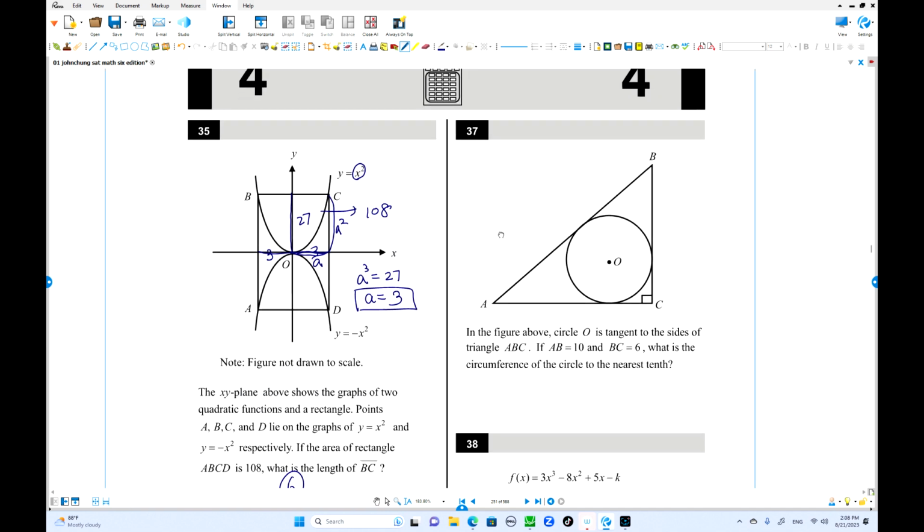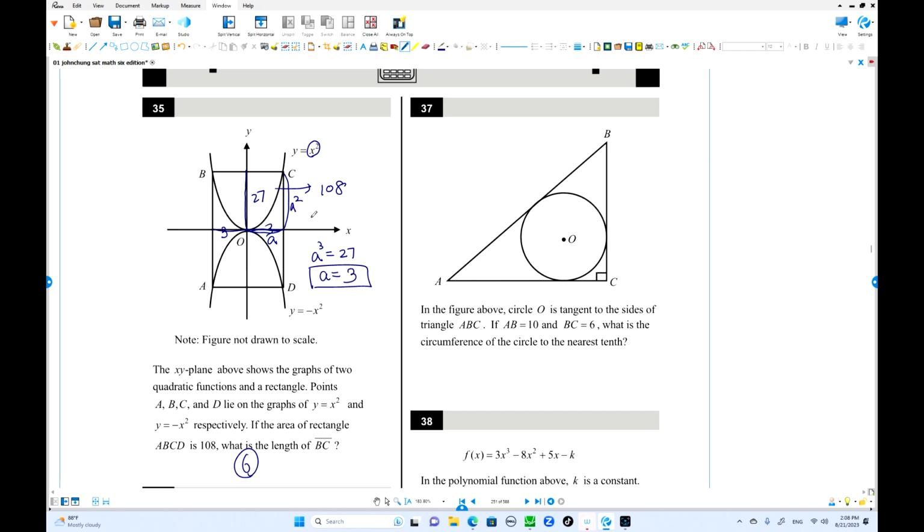On to number 37. Yep. A circle is tangent inside the triangle, a right triangle, okay? AB is 10. BC is 6. Oh, this side is 8, right? 3, 4, 5, or 6, 8, 10. Right triangle triplet. What is the circumference of the circle?